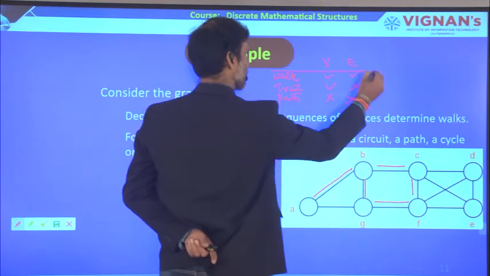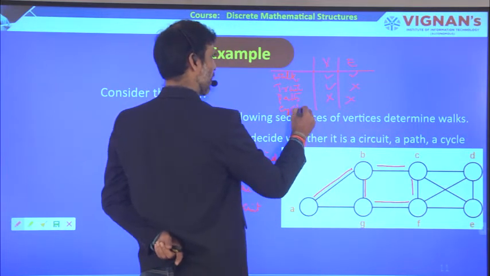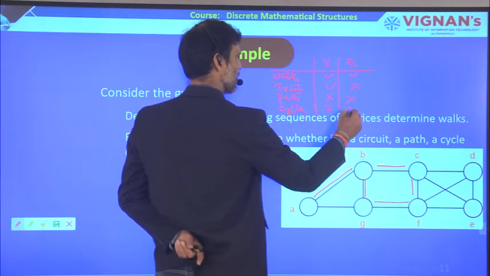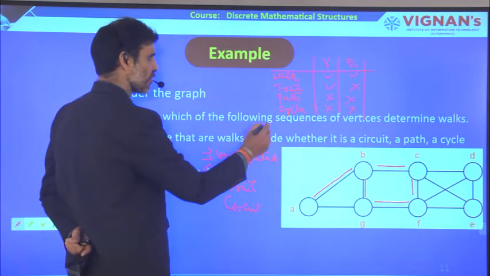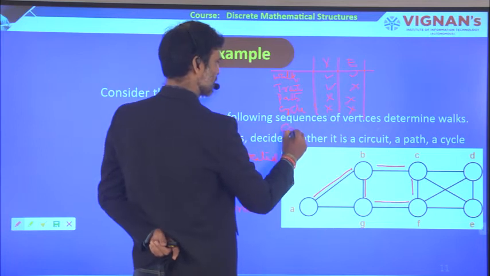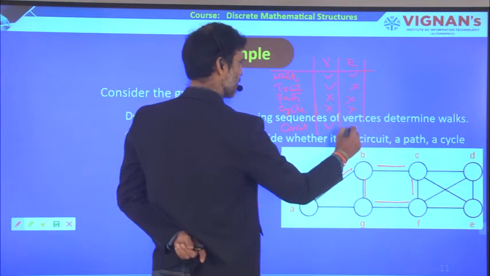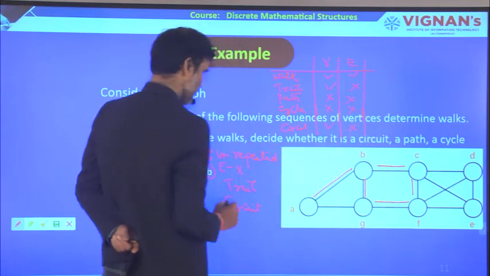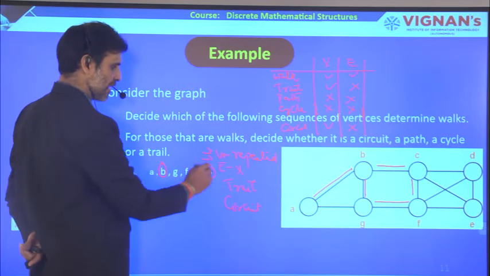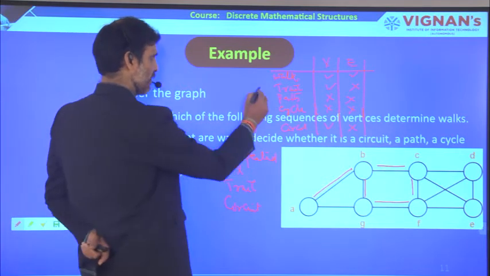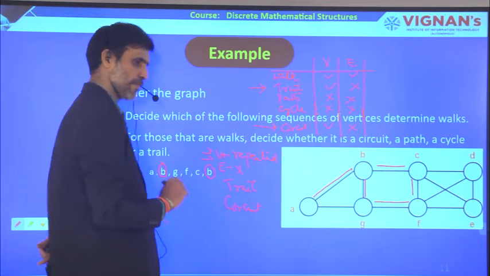Okay, like this we can take. For a cycle, both not repeated, like this we can take. And similarly for the circuit, what happened? I am writing here circuit. For a circuit, vertices may be repeated but edges are not repeated. Now in this case vertices are repeated, B is repeated twice, and edges are not repeated. Then we can go to whether it is a trial or a circuit.